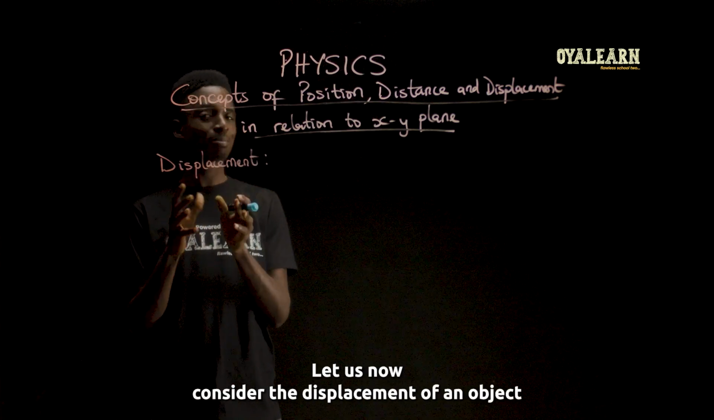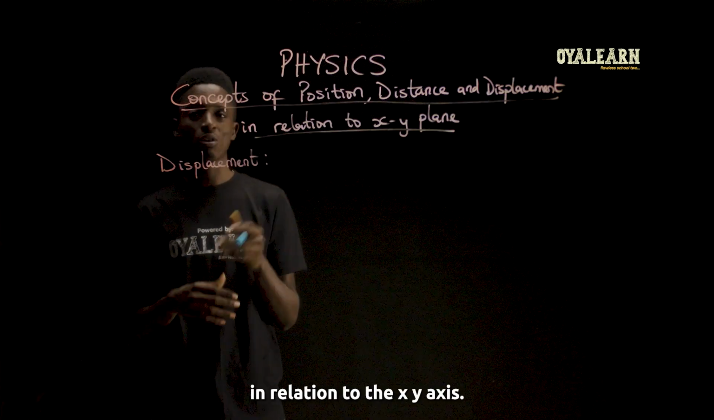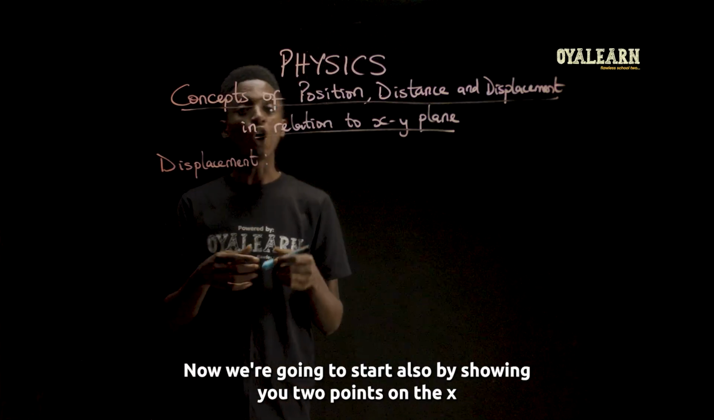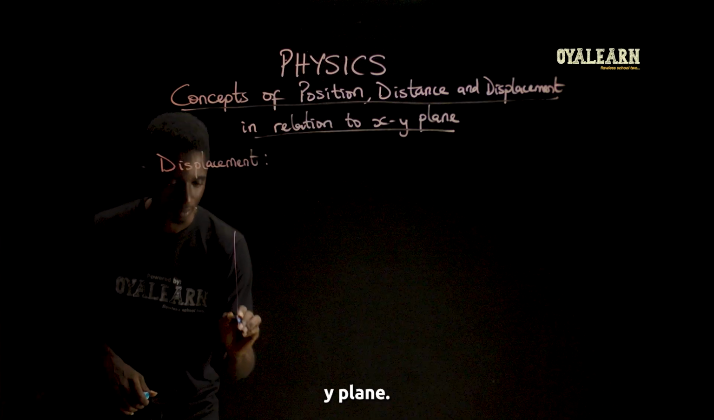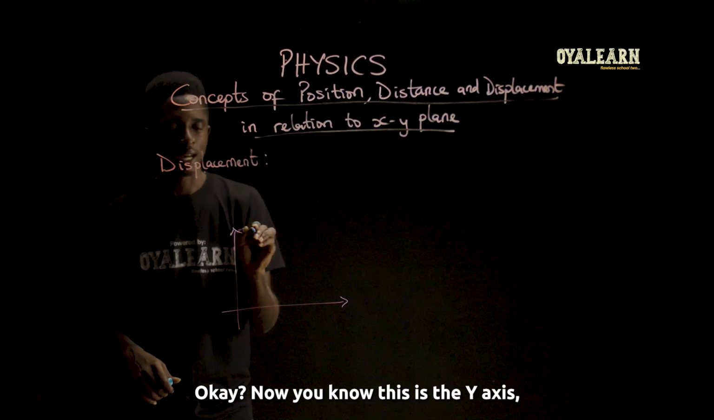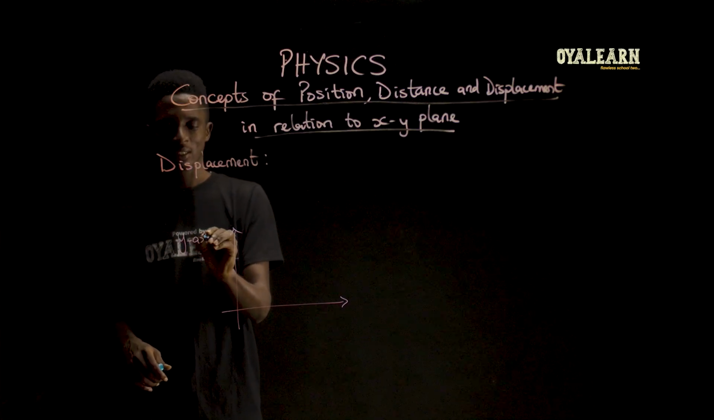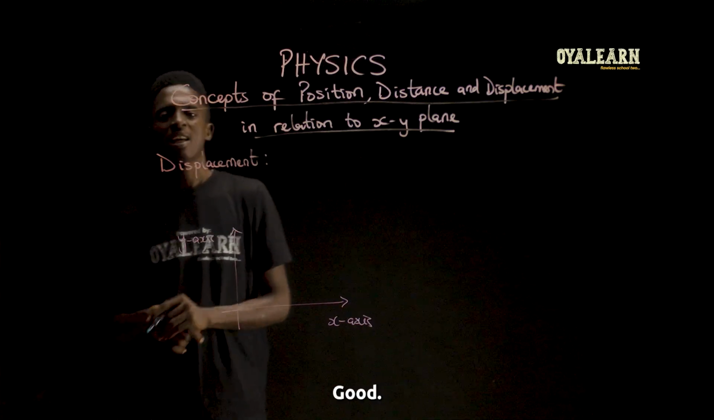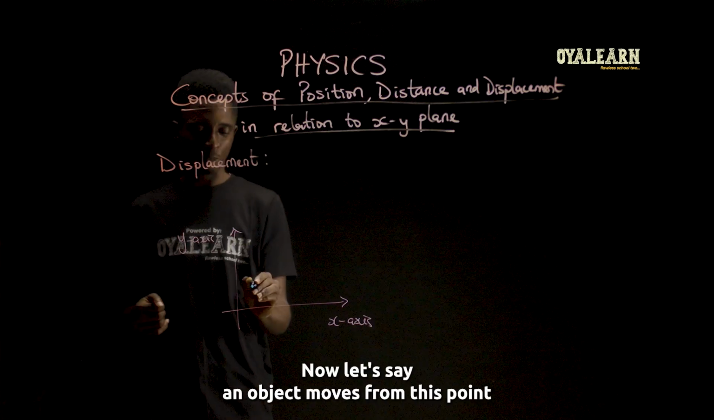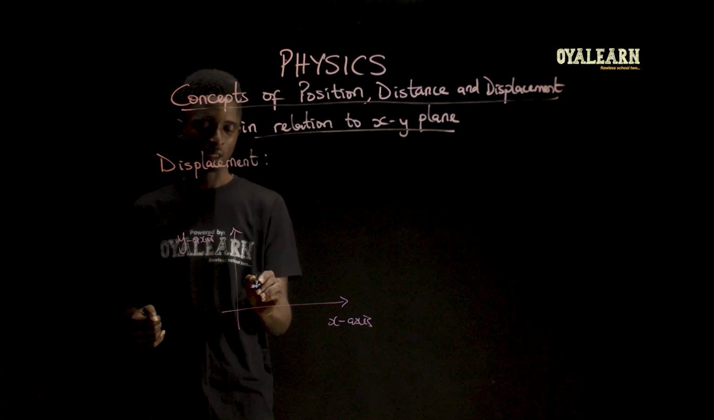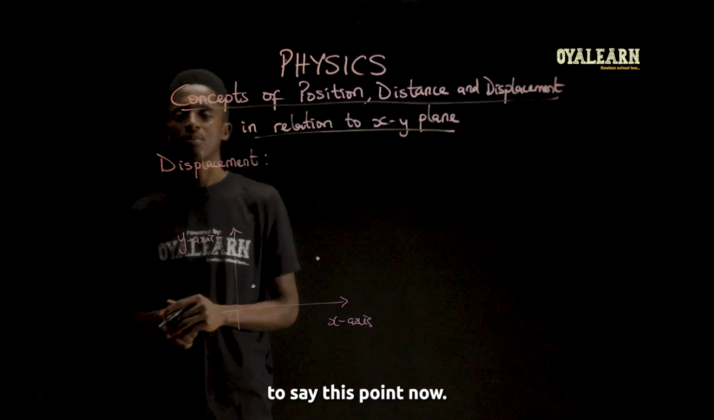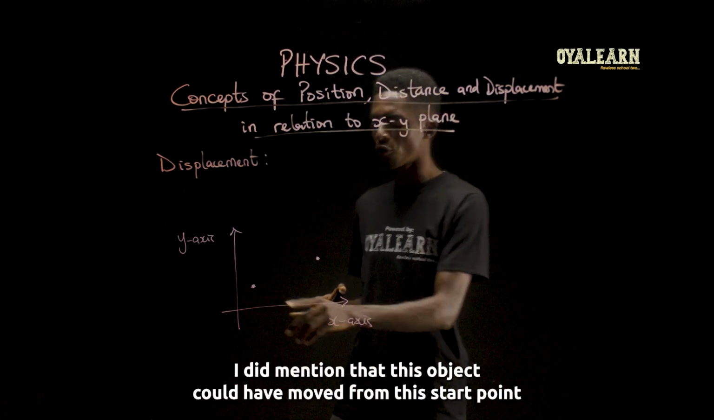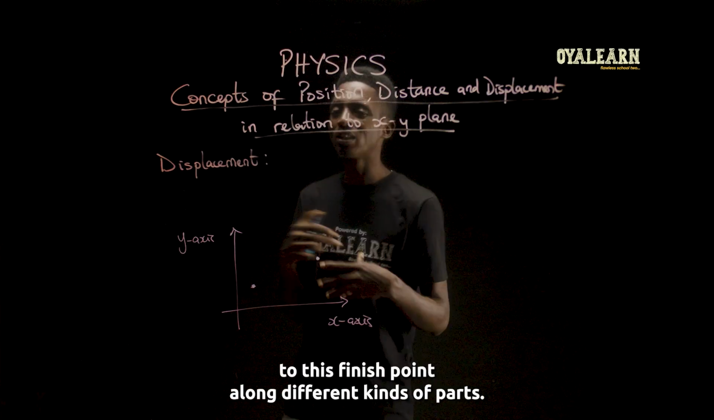Let us now consider the displacement of an object in relation to the xy axis. We're going to start also by showing you 2 points on the xy plane. Now you know this is the y-axis, and this represents the x-axis. Good. Now let's say an object moves from this point to, say, this point. When we were talking about distance, I did mention that this object could have moved from this start point to this finish point along different kinds of paths.